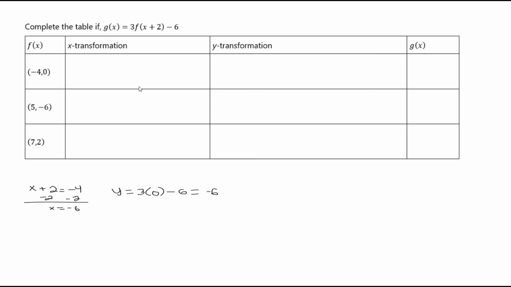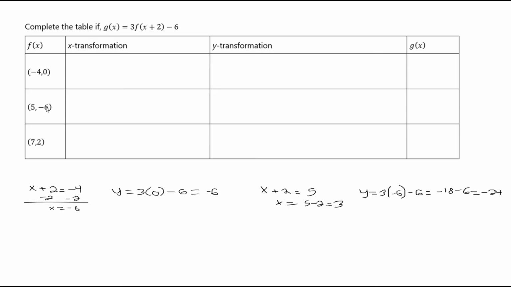Okay, so that's going to be for the x transformation. For y, we know that y is 0 here, so we're going to go ahead and plug in 0 for y, which is the same thing as f. So now we got f is 0, so 3 times 0 minus 6 is negative 6.